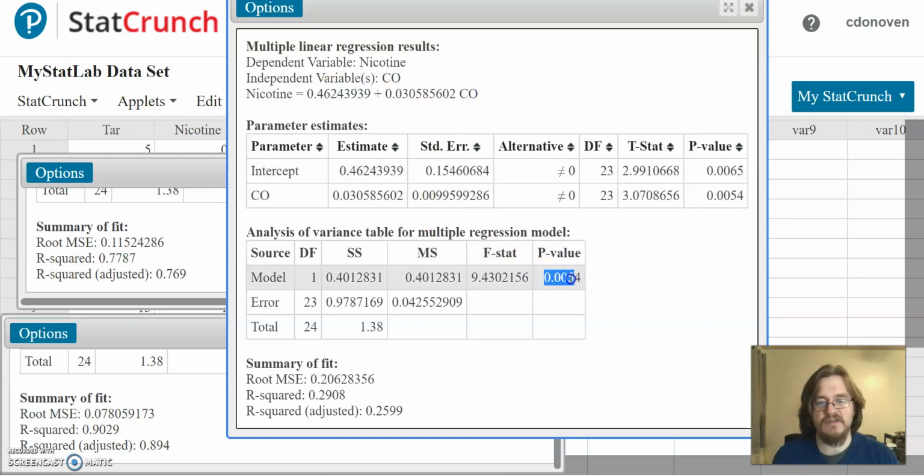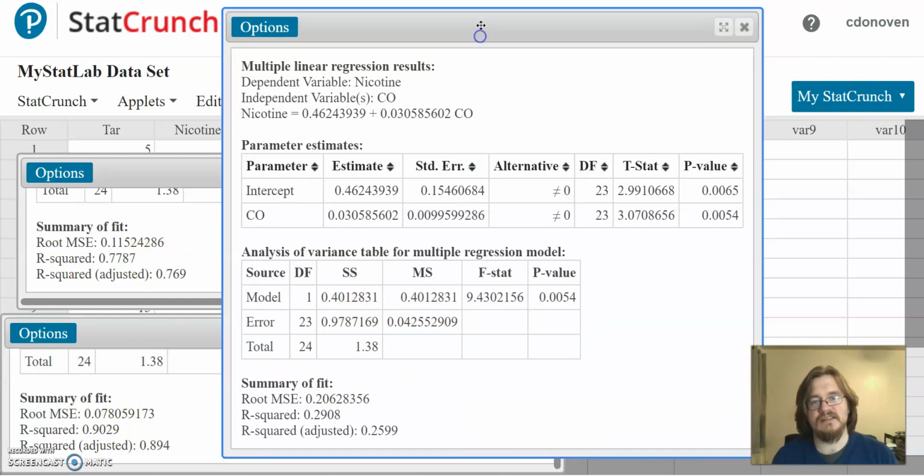The p-value now is going to be 0.0054. Before, it was less than 0.0001. So that's a pretty high p-value when you compare it. So this is already looking pretty bad. And then when you come down to the r squared, this rounds to 0.26, which is much, much worse than the other two.